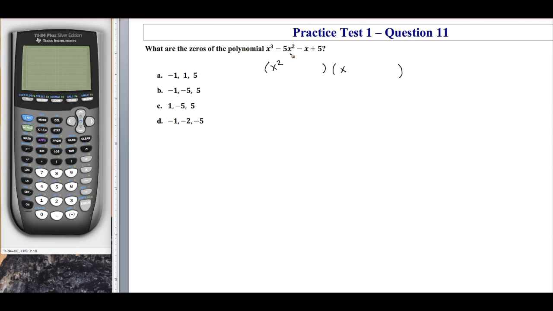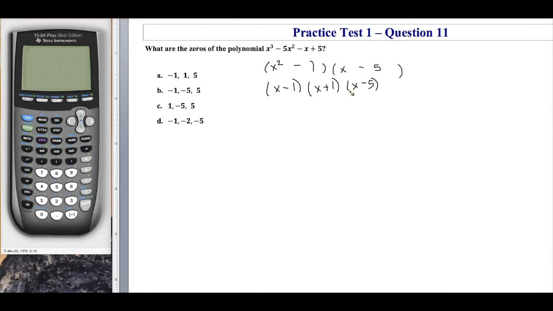Since we want a negative 5x squared, we want our negative 5 in this parentheses, which gets multiplied by our x squared. To get our negative x value, we want our negative 1 in this parentheses, which gets multiplied by the x. Now notice that x squared minus 1 is the difference of perfect squares. So we can further factor that to x minus 1, x plus 1. Now the expression is completely factored.